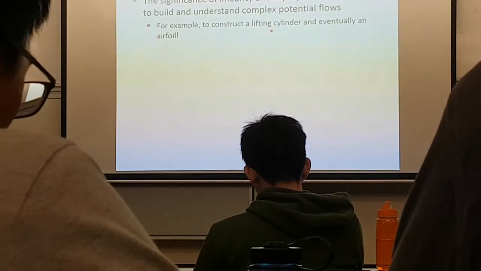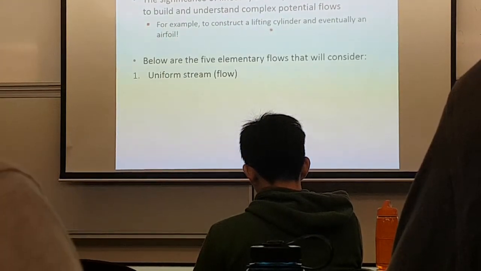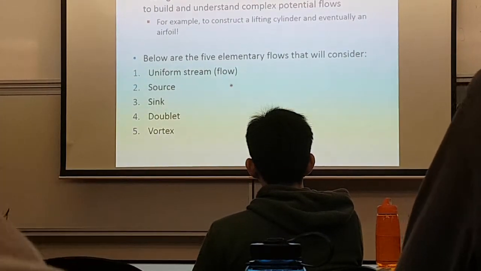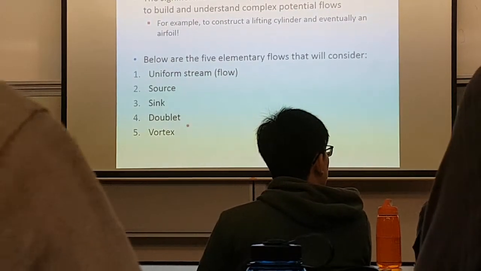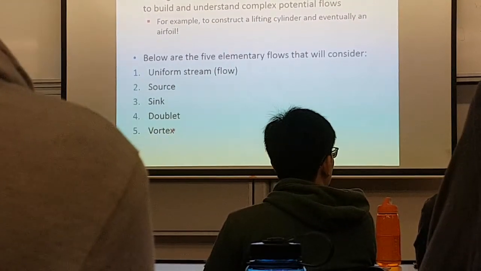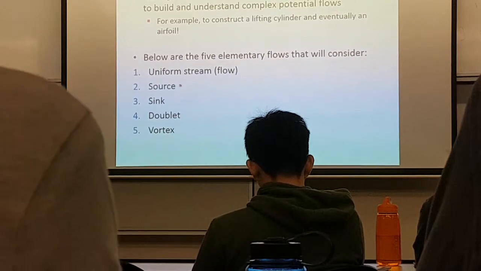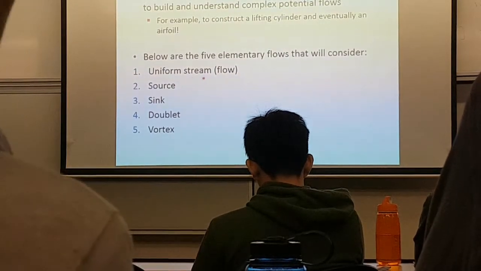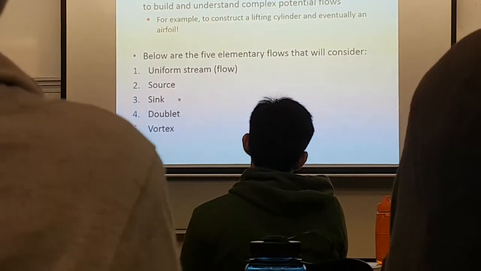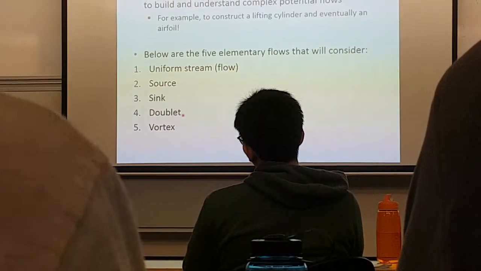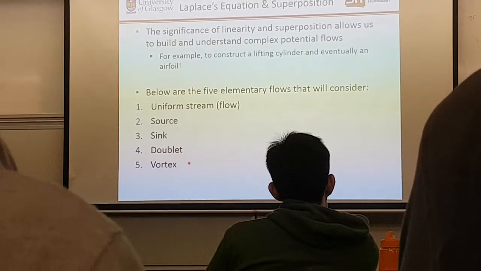There are 5 elementary flows that you have to consider. These are the 5 flows that you have learned already: uniform flow, your source and your sink, a doublet and your vortex. I believe in your lab you have probably done the first 4, if I'm not wrong. You have uniform flow, you turn on the source and the sink, and then you turn the source and sink close enough and it becomes this thing called a doublet. The vortex is what we learned last week.